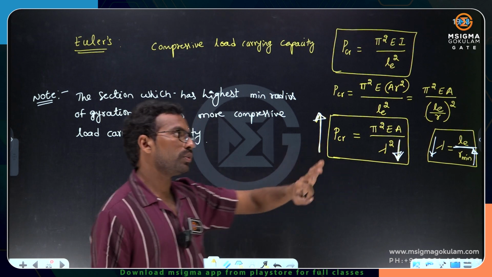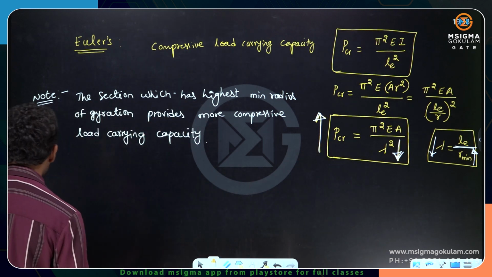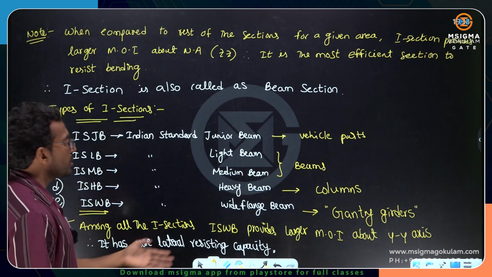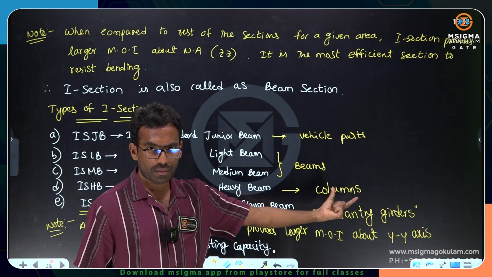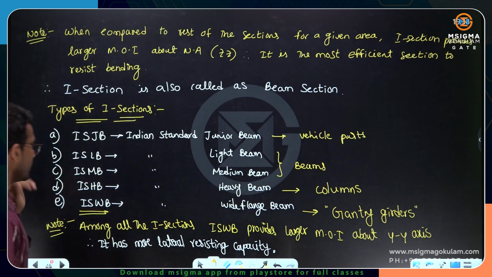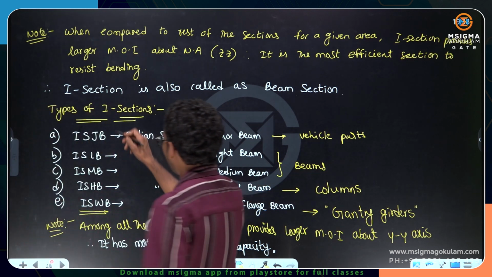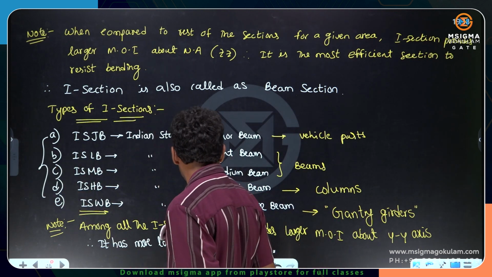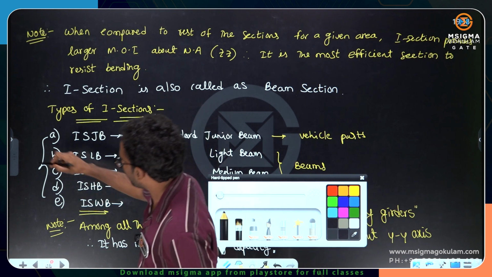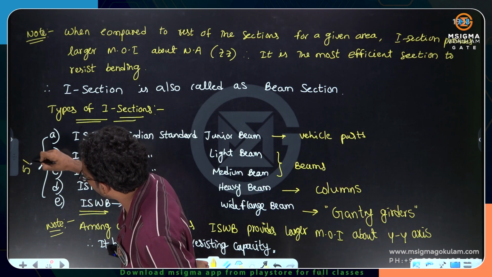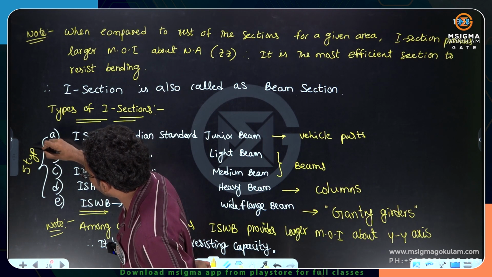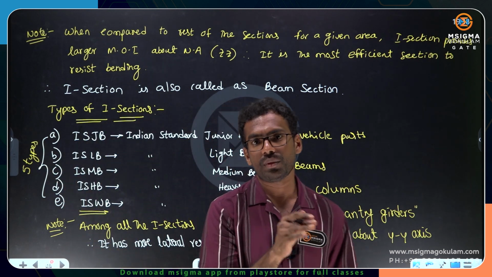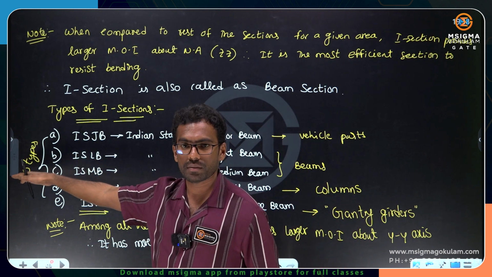I hope so. Now come to the previous thing I told: that a heavy beam is provided for the column. There is a reason. Among all these I sections, how many types are there? Please remember, this question is also asked in the GATE exam. The I sections are classified into 5 types. Please remember that.